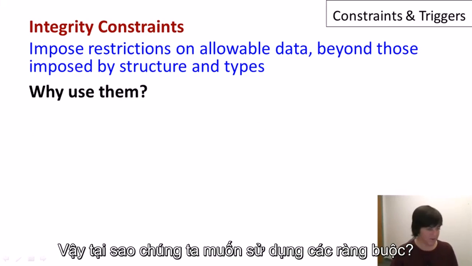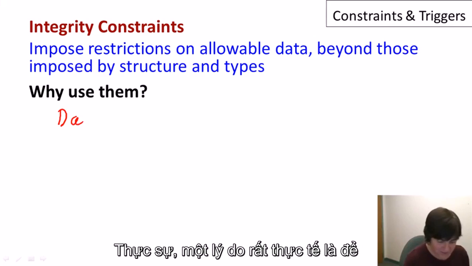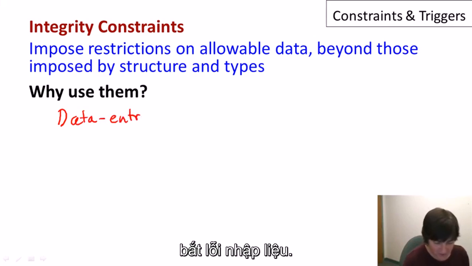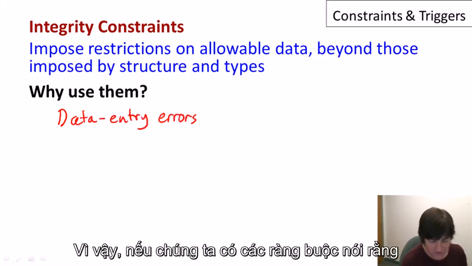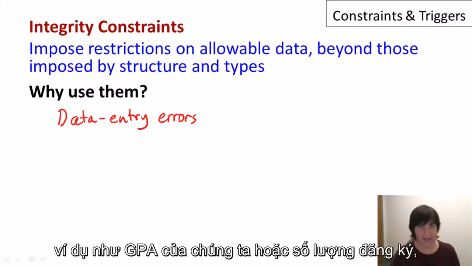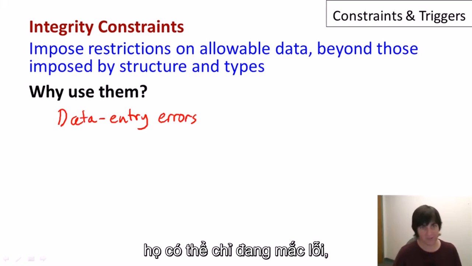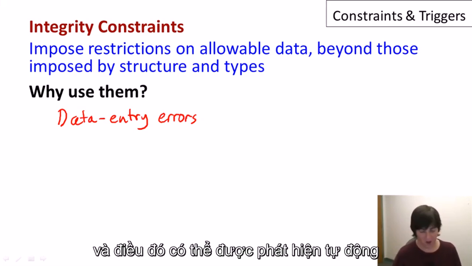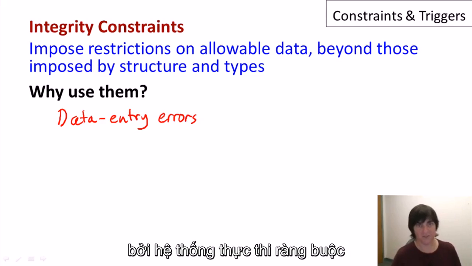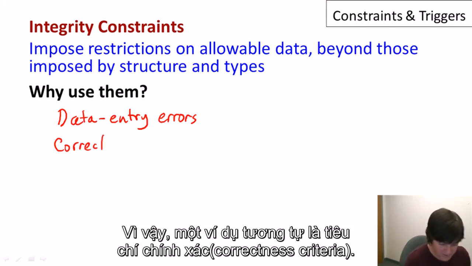So why do we want to use constraints? Well, there's several reasons. Actually, one very practical reason is just to catch data entry errors. So if we have constraints that just say that the values of the data are in a reasonable range, for example, our GPAs or our enrollments, then if somebody tries to enter data that violates the constraint, they probably were just making a mistake. It was probably an error, and that can be caught automatically by the constraint enforcement system in the database system.